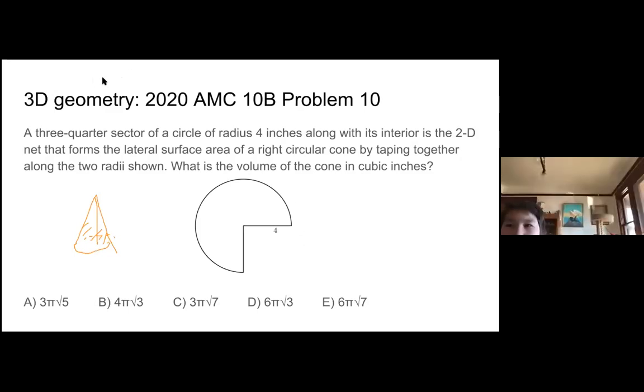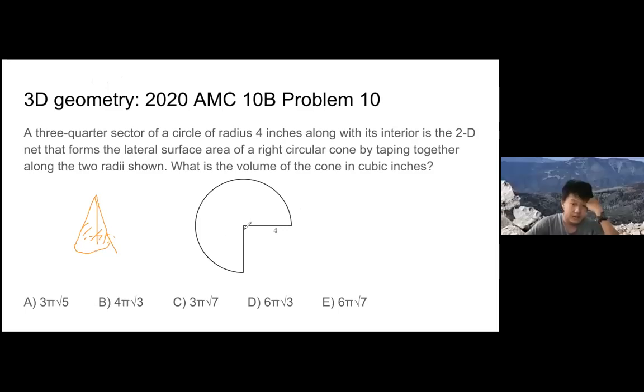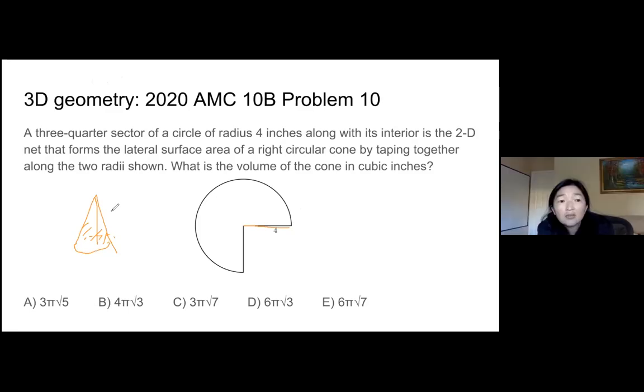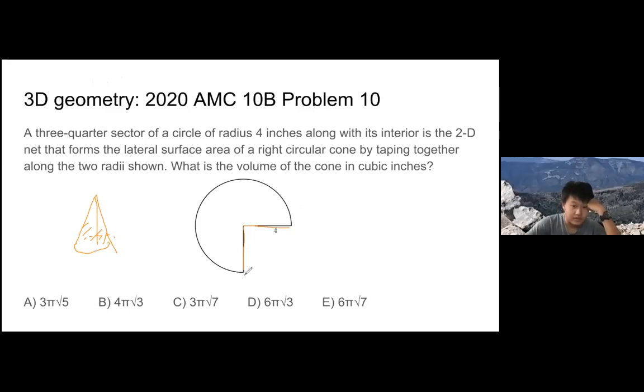I think he was asking like, what does radii mean? Oh, this radius, I'm not going to tell you where it corresponds to in the cone. Radii is the plural of radius, so that means there's 2 radii. Yeah, they're both 4 because it's part of a circle. And you have to figure out where they correspond here. Okay, let's do that first. Where does this 4 correspond?